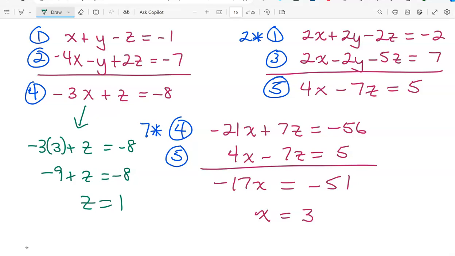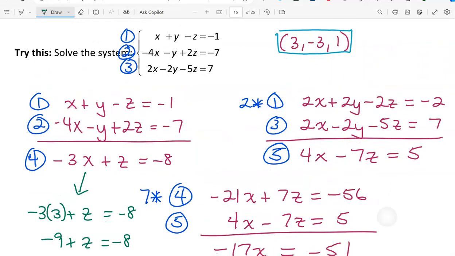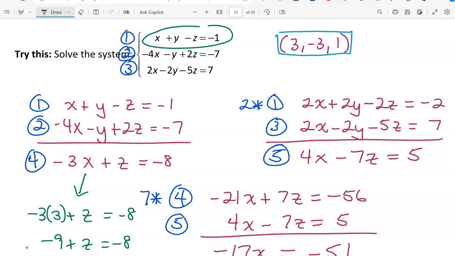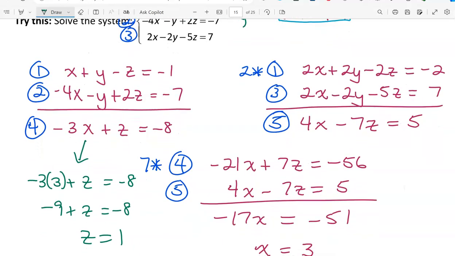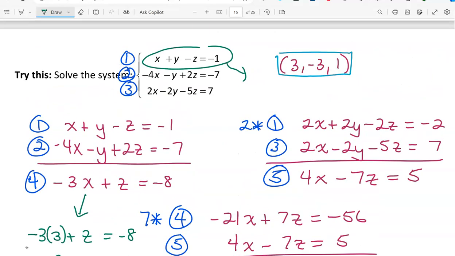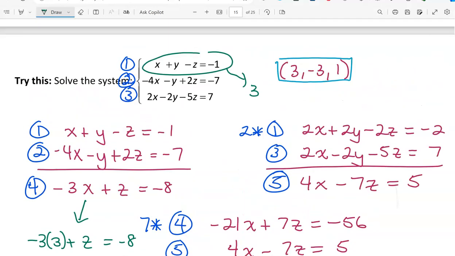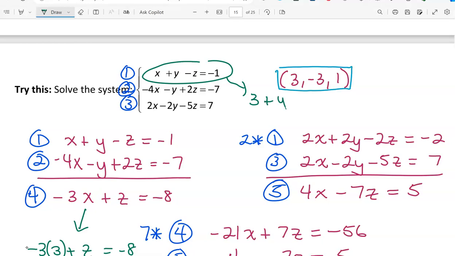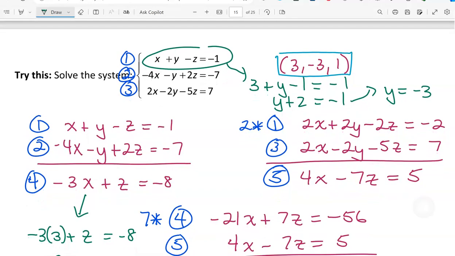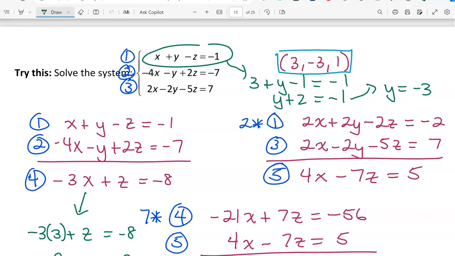Now we just lack the variable y. So let's go back and use equation number 1. So our x variable is 3, and our z variable is 1. So 3 plus y minus 1 is equal to -1. That gives us y plus 2 is equal to -1, and subtracting 2 from both sides, y is -3. That gives us our ordered triple 3, -3, 1. That was fun.